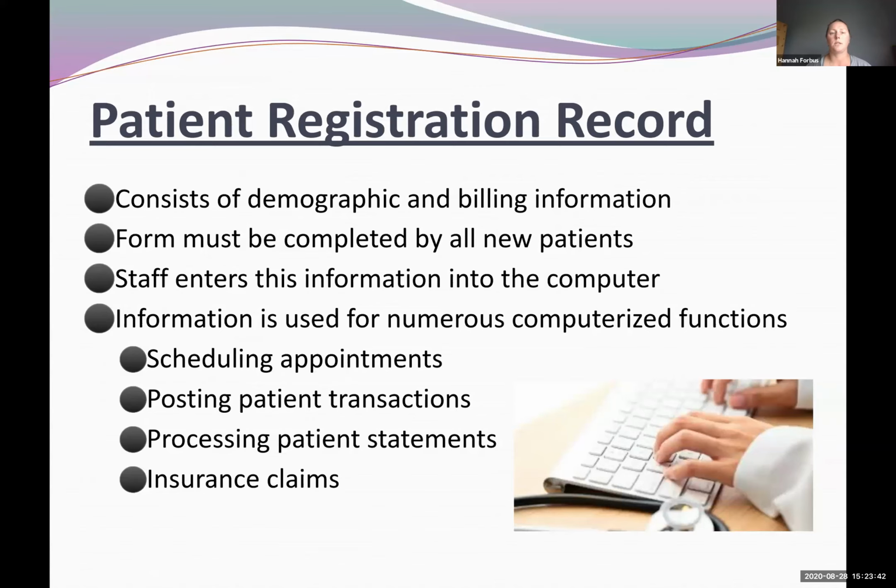The patient registration record consists of demographic and billing information. Usually all new patients must fill out this form, and typically the staff will enter the information into the computer. And the information is used for computerized functions such as scheduling appointments, posting patient transactions, processing patient statements, and insurance claims.